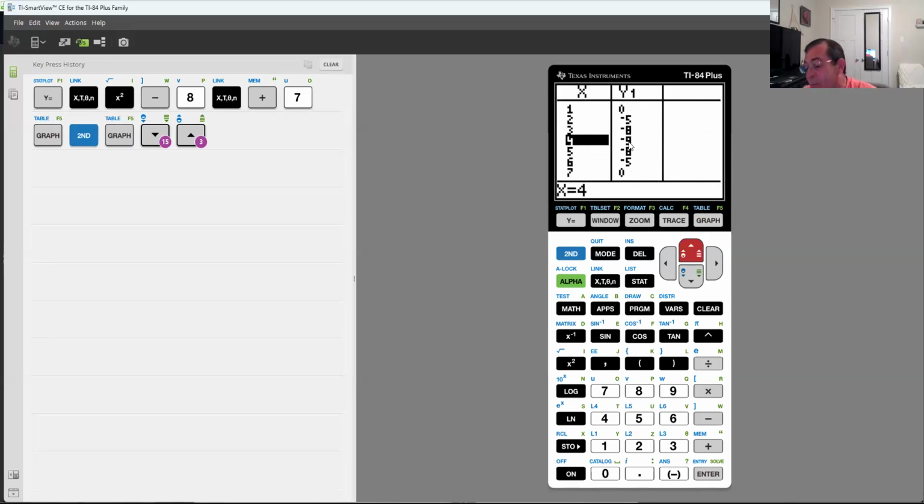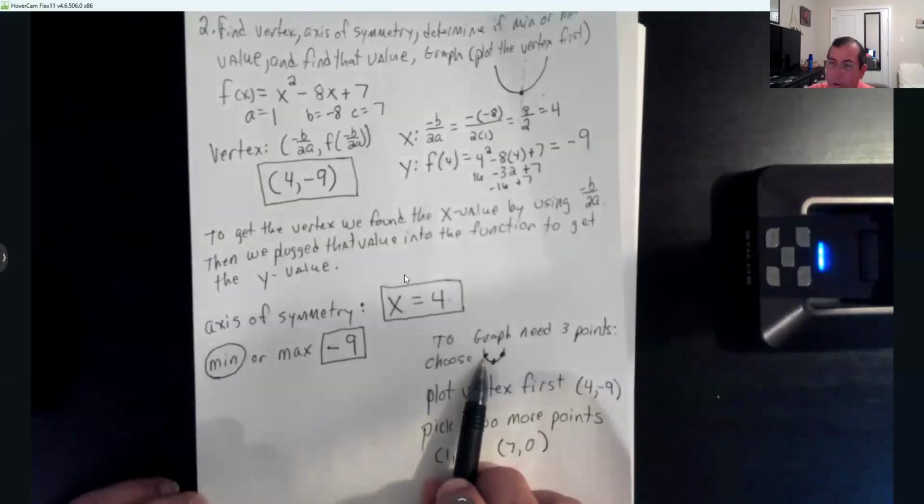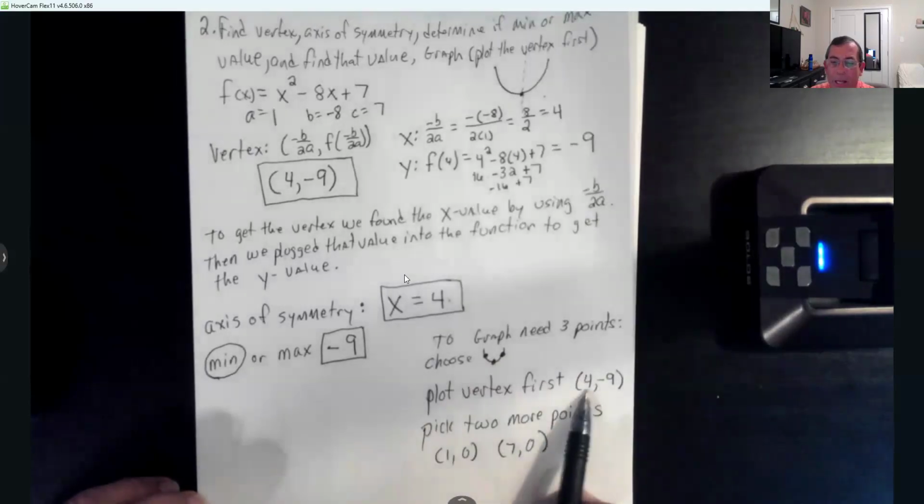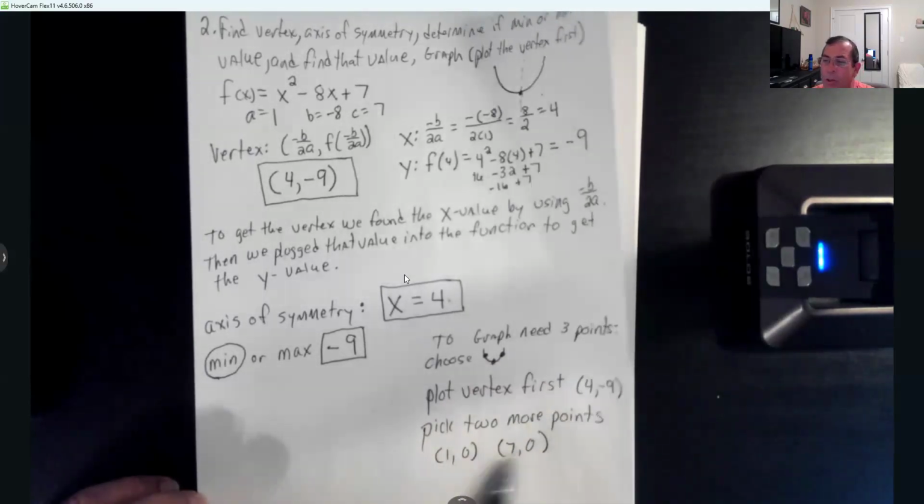So since 4, -9 was my vertex, I can pick any other 2 points. So y'all, I would probably pick that 1, 0. That one up here, that 1, 0 looks easy to plot. So I would probably pick 1, 0, and then I would probably pick 7, 0 as my other point. So you just have to get 2 other points off your table and then plot that graph. And y'all, like I said, you've got to choose the 3-point tool, plot the vertex first, and then any of those 2 points you pick, okay?